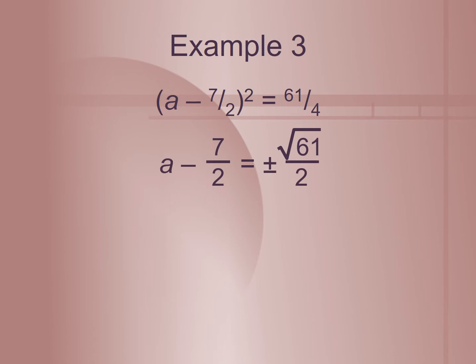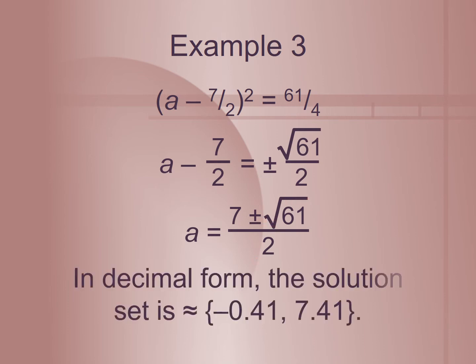The square root of 4 is 2, so that means I have plus or minus the square root of 61 over 2. Now I'm going to add 7 over 2 to both sides, which is great because our denominator is 2 here, and it will be a plus 7 over 2, which means that we can put it all under one fraction bar. So we have 7 plus or minus the square root of 61 over 2. If we were to approximate that with our calculator, we would get the decimals negative 0.41 and 7.41, and we can write it as a solution set using our set brackets.